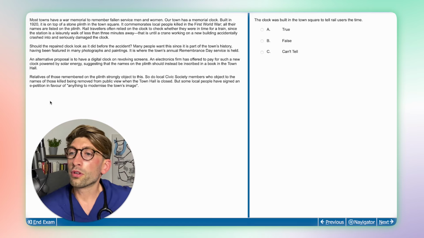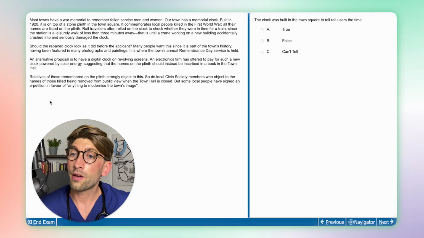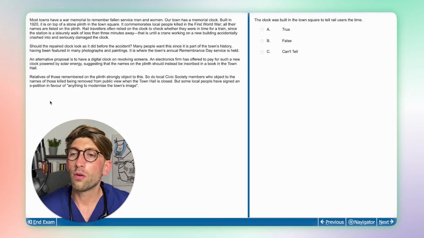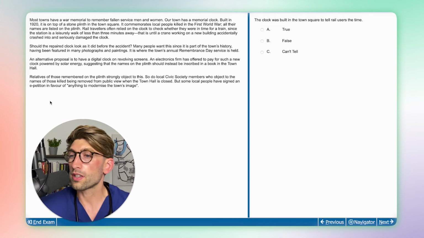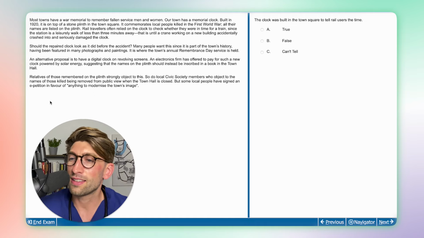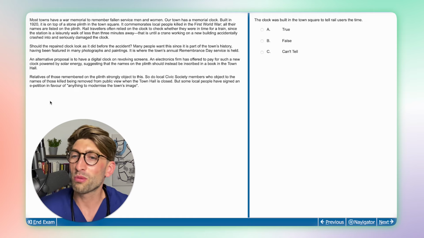Most towns have a war memorial to remember fallen servicemen and women. Our town has a memorial clock. Built in 1920, it is on top of a stone plinth in the town square. It commemorates local people killed in the First World War. All their names are listed on the plinth. Rail travellers often relied on the clock to check whether they were on time for a train, since the station is a leisurely walk of less than 3 minutes away. That is until a crane working on the new building accidentally crashed into and seriously damaged the clock. Should the repaired clock look as it did before the accident? Many people want this since it is part of the town's history, having been featured in many photographs and paintings. It is where the town's annual Remembrance Day service is held.